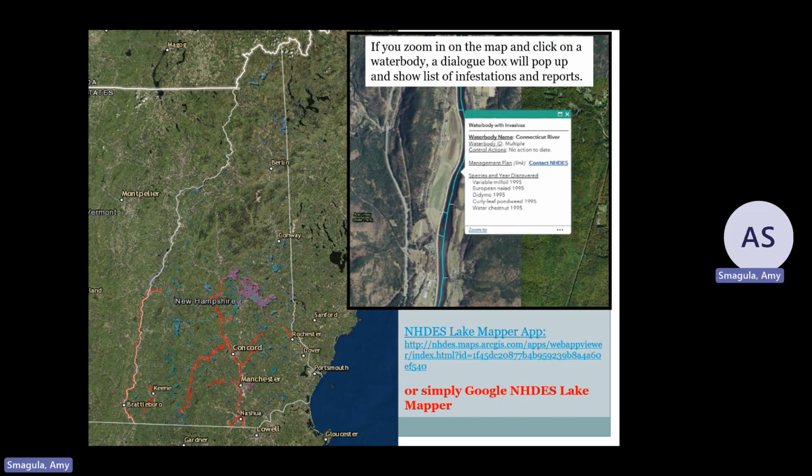And this is just an example of what we have in the DES Lake Mapper. So if you Google that and pull it up, this is what shows up, the map of New Hampshire. If you zoom in on a particular water body that you're interested in, here as an example, I zoomed in on the Connecticut River and I clicked on it. And then when I clicked on that water body, this box pops up.